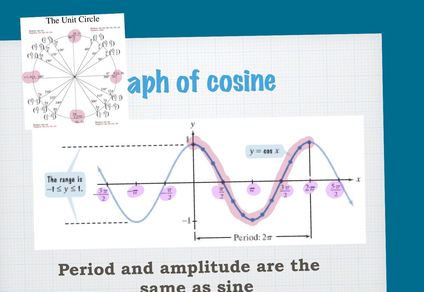Still has the same range. It still can't go higher than 1 or lower than negative 1 for your parent function. If we shift this up or down, that changes. But for your parent function, that's the same. And the period is still the same. So we still do all the same steps until you get to the end of it.